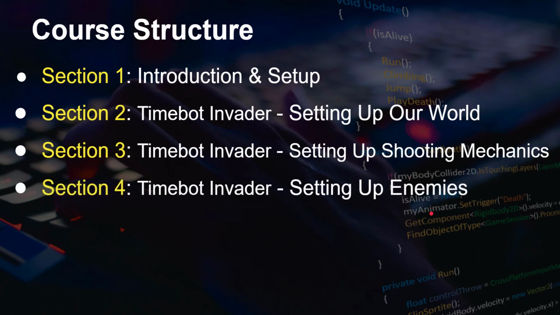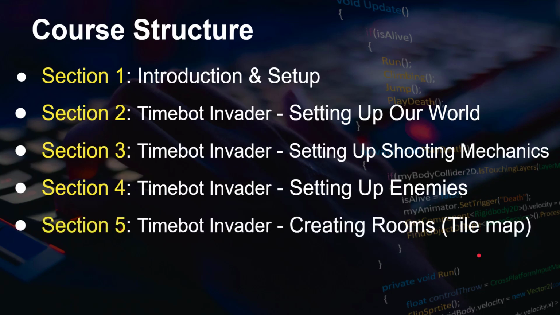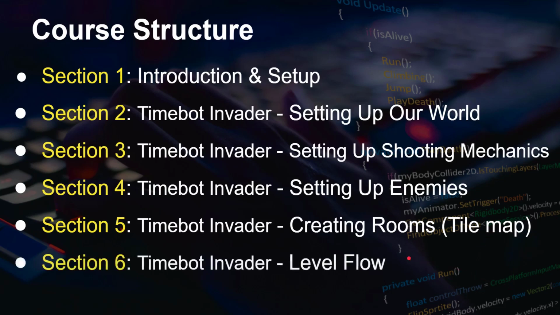We are going to set up the enemies. Obviously we need enemies. This will be the first phase of our enemy setup. Then we are going to have more variety in the enemies, but for now this will be enough just to have somebody to shoot at. We are going to be creating rooms using tile maps. This is where we are going to learn how to slice up the sprites, and then how to create tile assets from the sliced up sprites.